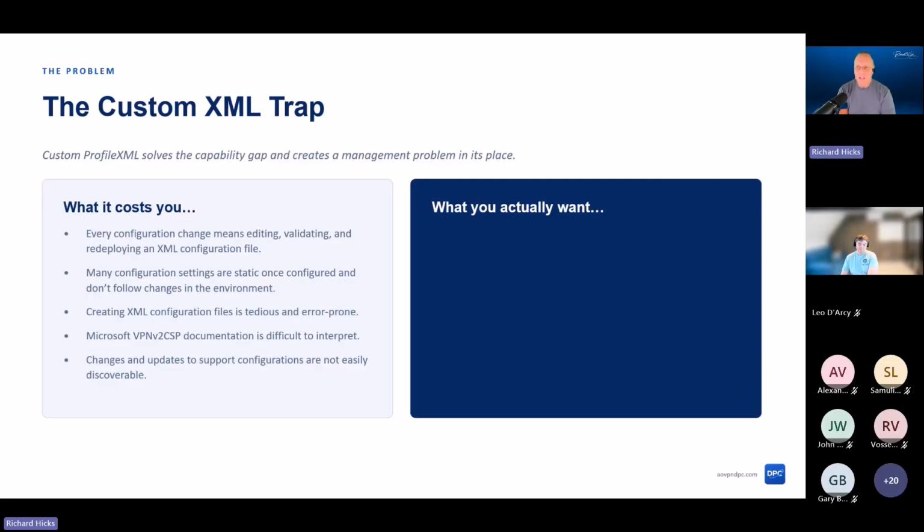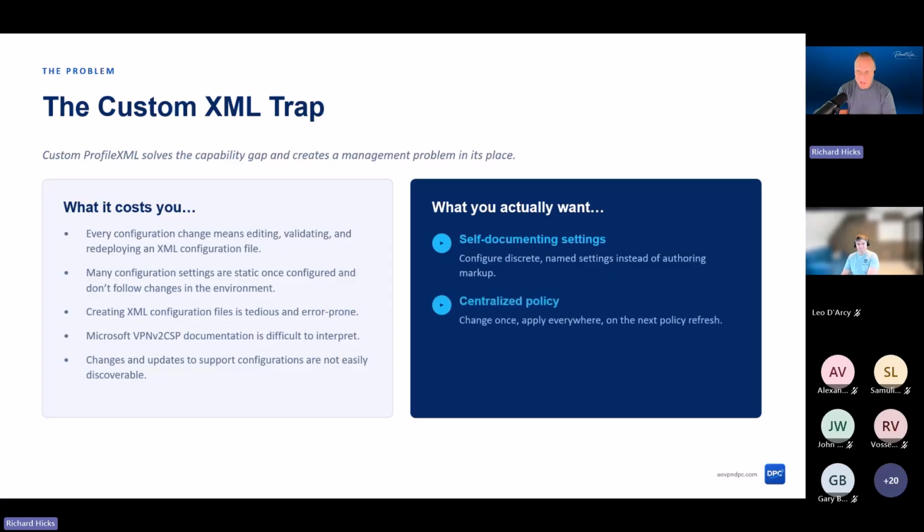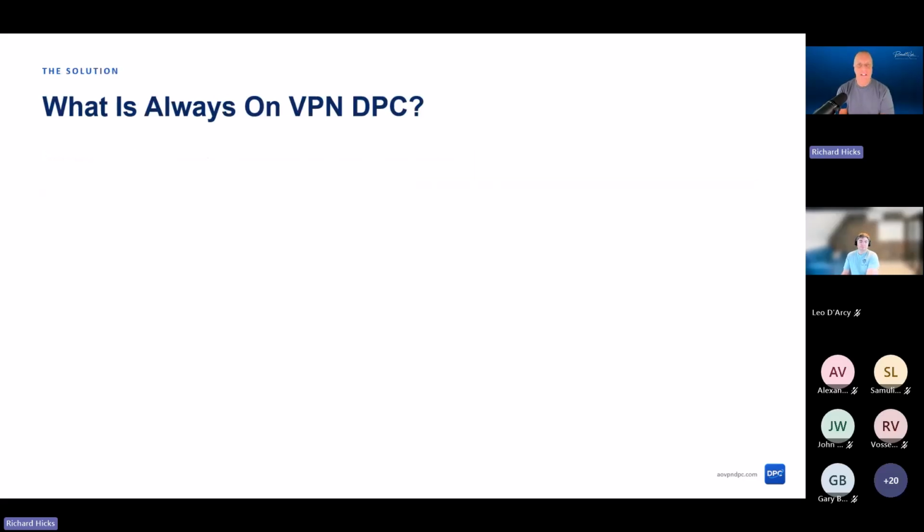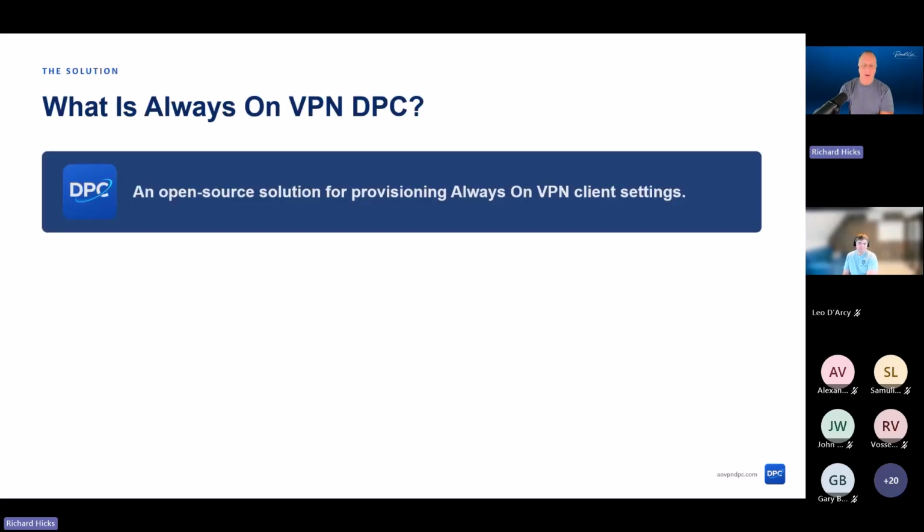A better solution is to have one that is self-documenting, uses a centralized configuration store or policy store, and has the ability to flexibly and dynamically adjust or define parameters at runtime. And so those are some of the things that DPC does for us. So what is this DPC that I'm talking about? This is Always On VPN Dynamic Profile Configurator, or DPC.